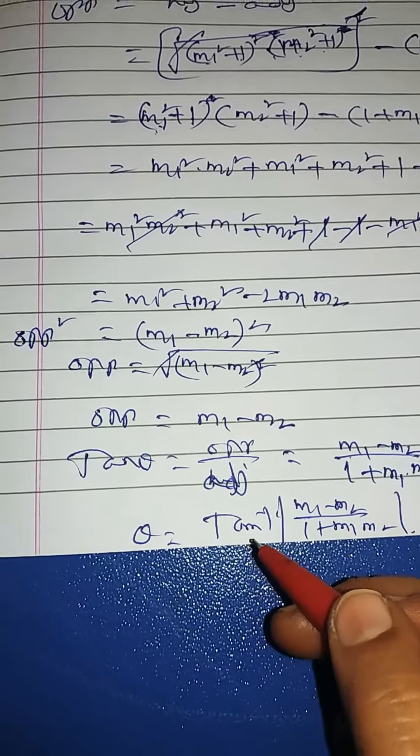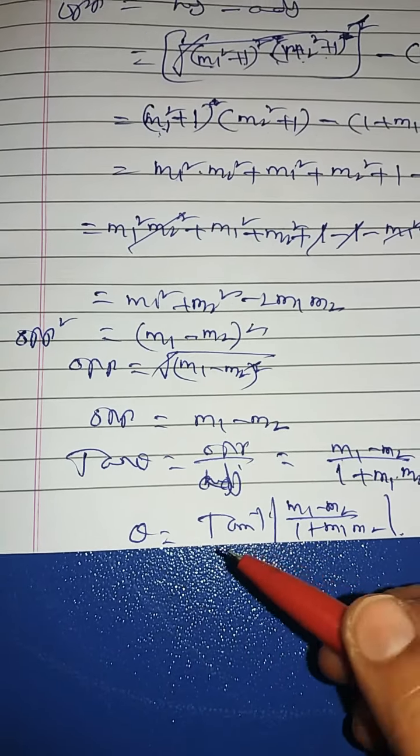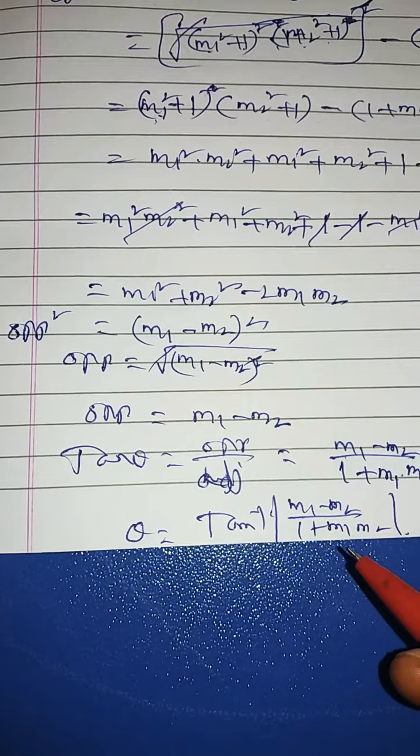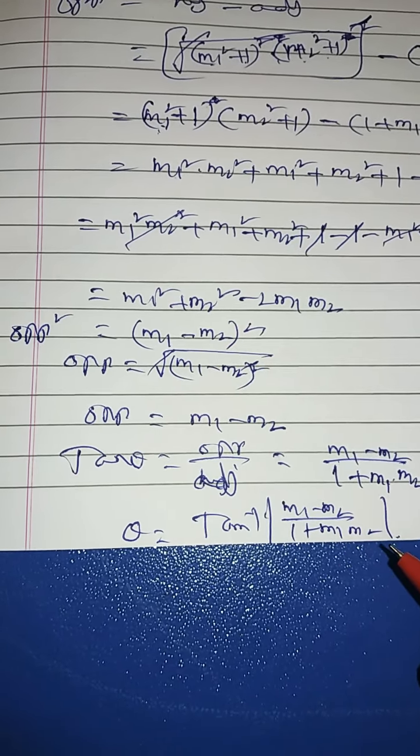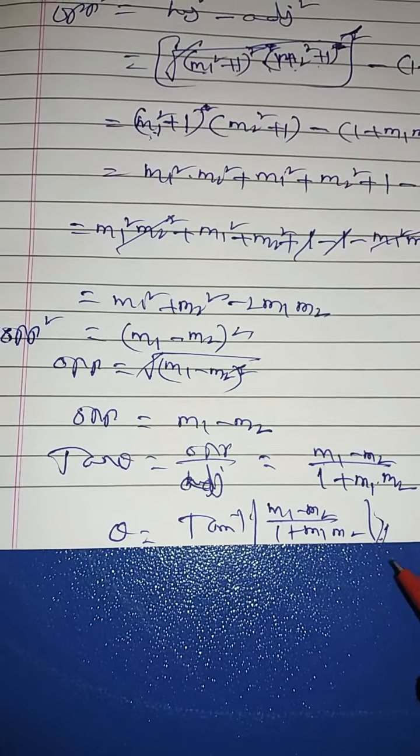So this is what: when the two lines are non-vertical, the angle between two lines theta is tan inverse of m1 minus m2 by 1 plus m1 m2. Hence it is the theorem.